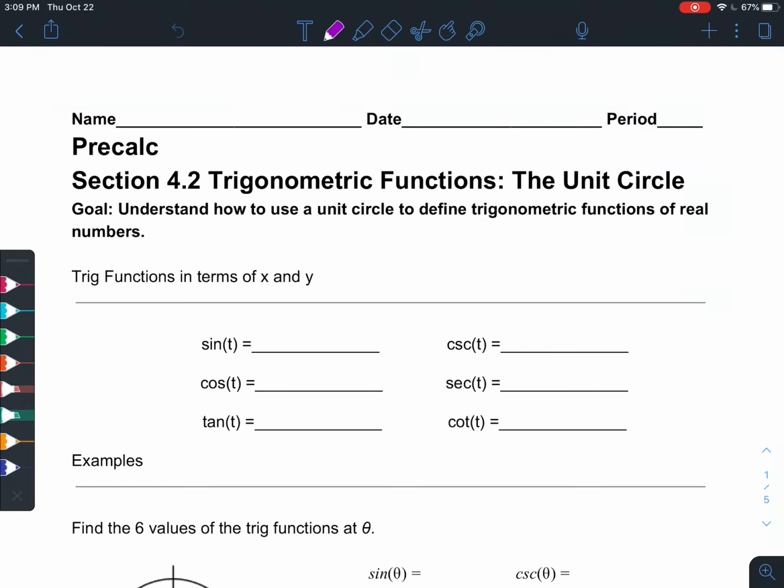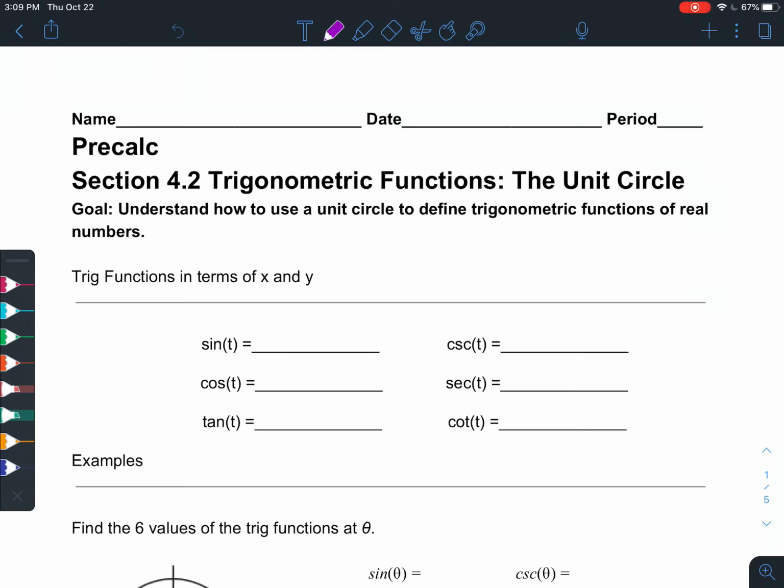Today we're talking about the unit circle and trigonometric functions. We already talked about the unit circle, so now we're going to define these functions based on the graph of that unit circle.